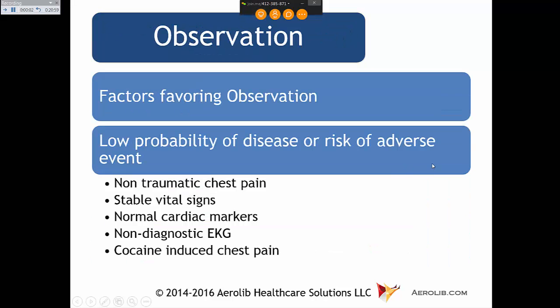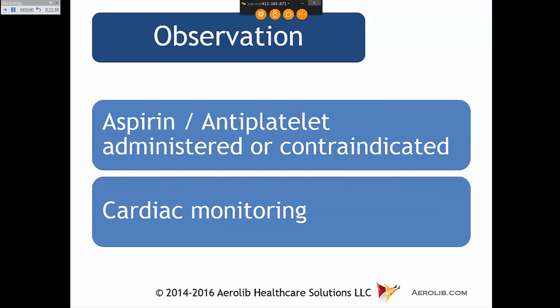Now, when we talk about observation, there are some factors that favor observation, and this is for patients with a low probability of disease or risk of adverse events. So, non-traumatic chest pain, stable vital signs, normal cardiac biomarkers, non-diagnostic EKGs, and again, cocaine-induced chest pain. This is just a completely different animal. I did a presentation for the World Health Forum in Geneva a few years ago for cocaine-induced acute coronary syndrome and how it mimics. And so it's more a vasospastic process than it is an anatomical blockage of the arteries.